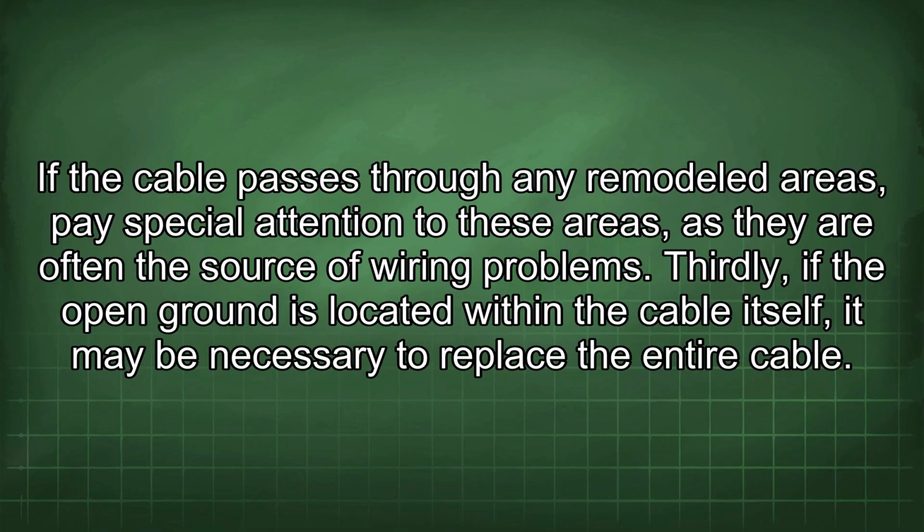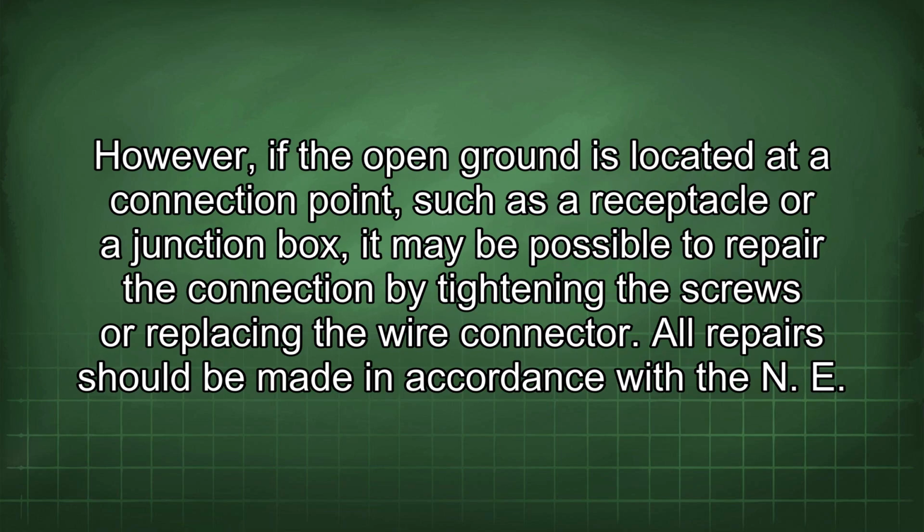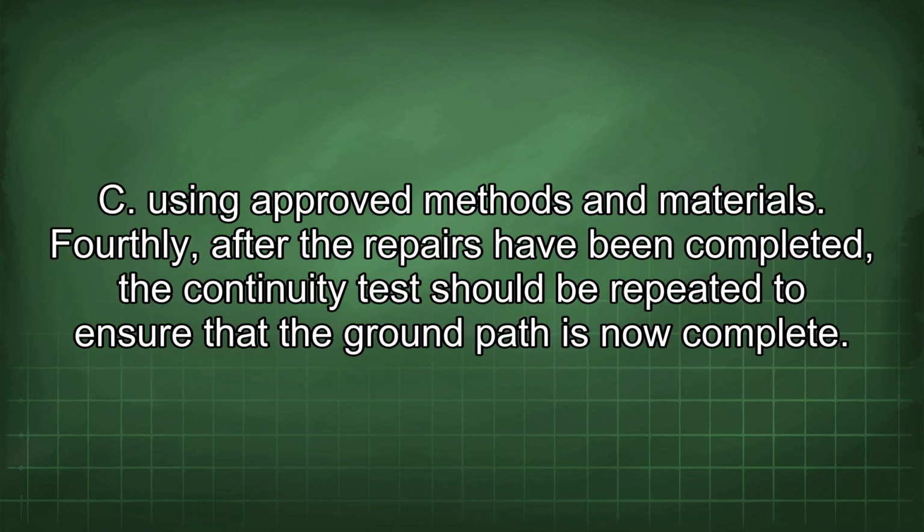Thirdly, if the open ground is located within the cable itself, it may be necessary to replace the entire cable. However, if the open ground is located at a connection point, such as a receptacle or a junction box, it may be possible to repair the connection by tightening the screws or replacing the wire connector. All repairs should be made in accordance with the N.E.C. using approved methods and materials.